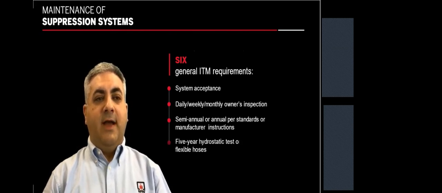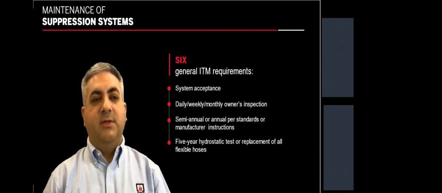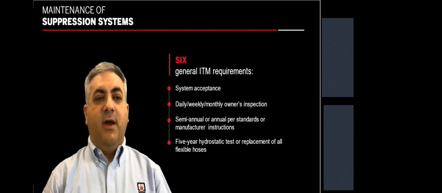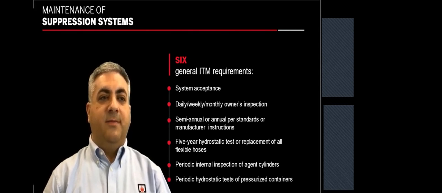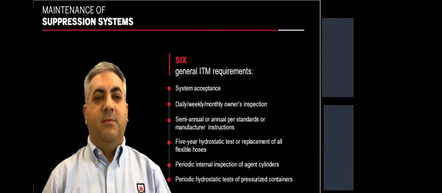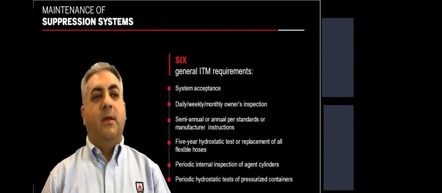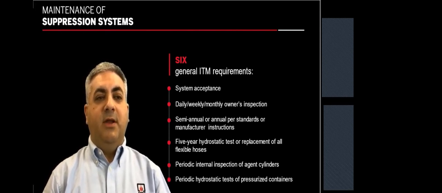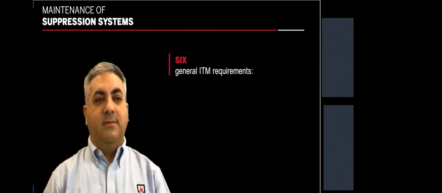Next is a 5-year hydrostatic test or replacement of all flexible hoses used in the system or on portable extinguishers. The fifth is periodic internal inspections of agent cylinders, and similarly, sixth is periodic hydrostatic tests of pressurized containers. It's generally required that all ITM procedures are performed by a trained, certified technician, except for the owner's inspection, as I talked about a moment ago. Inspection, testing, and maintenance procedures have to be documented, and those records must be retained for a specified period of time based on the NFPA requirements.